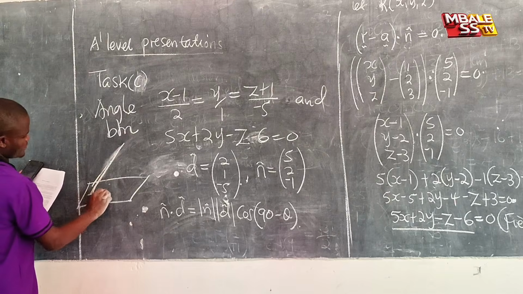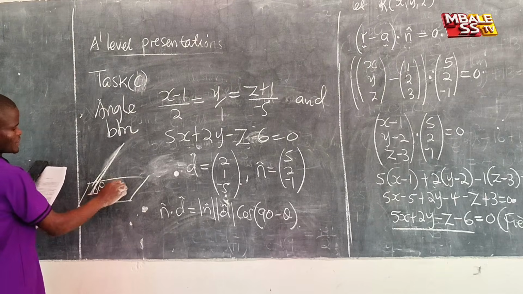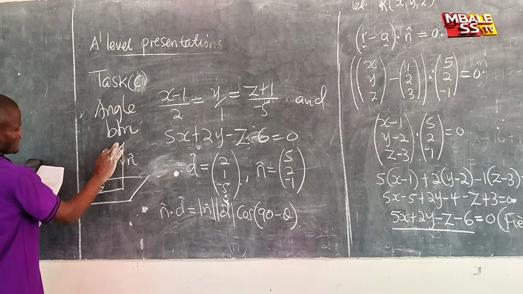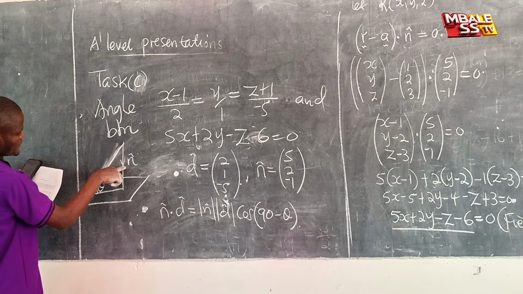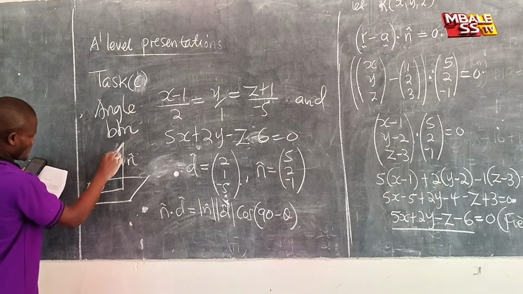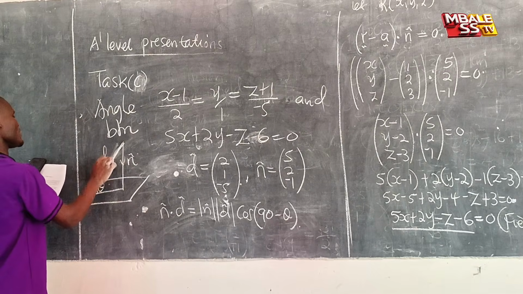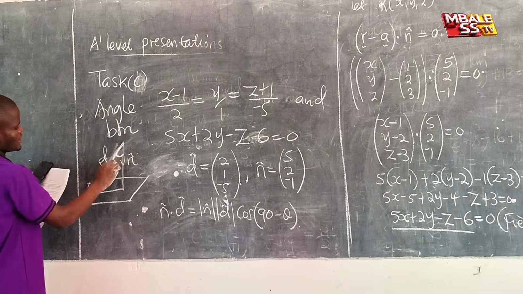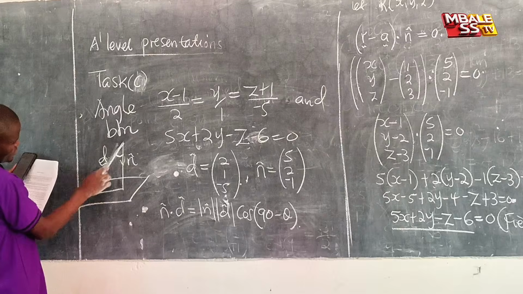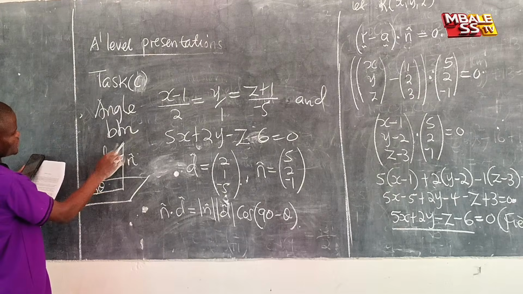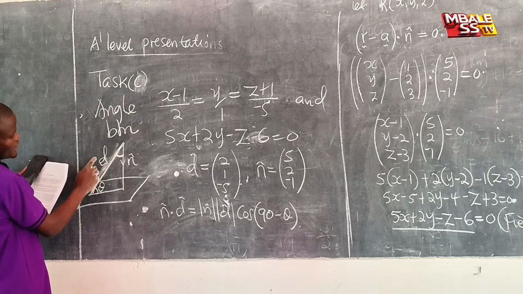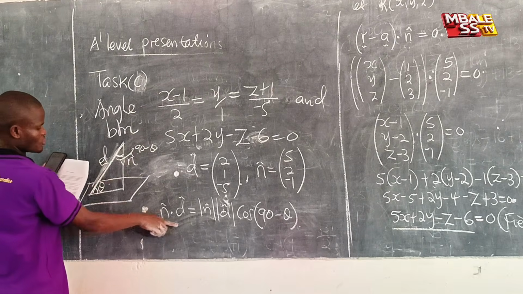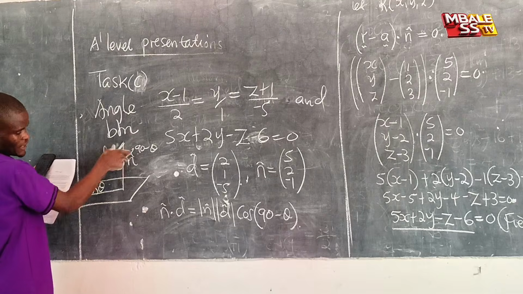Now I have the normal vector, and in the line, the equation of the line whose direction is given, then the dot product defines the angle between the two vectors. So if the angle between this line and the plane is theta, then the angle between the normal vector and the direction vector of that line is 90 minus theta. So the definition here is now interpreting the two lines here.